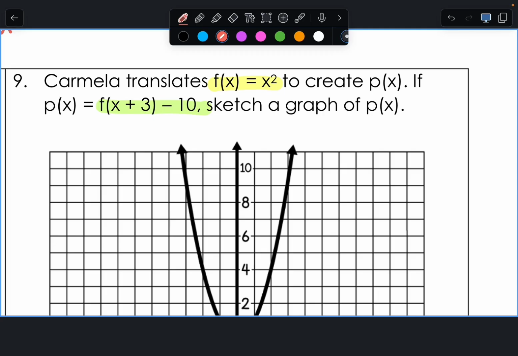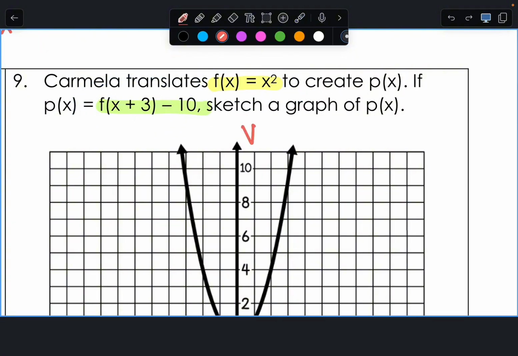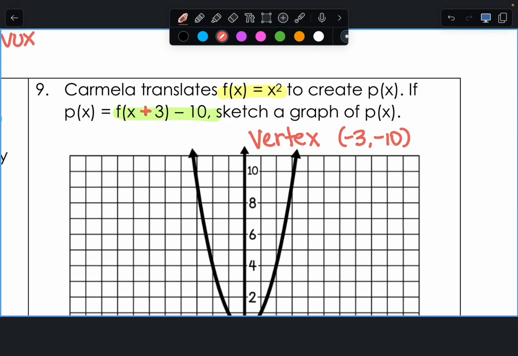If it started off written as a parent function, x squared, and then they changed it and now it's written in what form? Vertex form. Then what did they change? The vertex. So what is the vertex of the new function? -3, -10. Remember, it became a plus sign because you inserted a negative, right? So the new vertex is -3, -10.